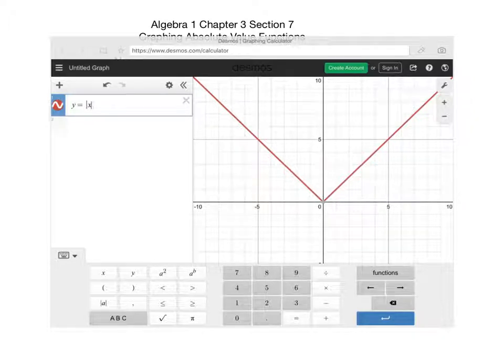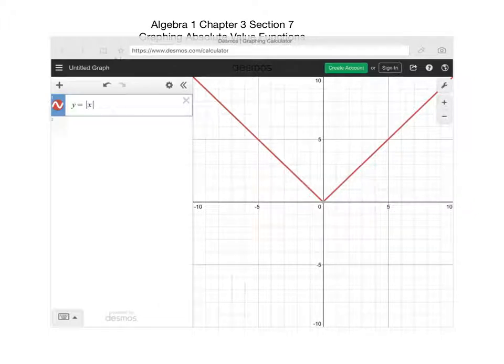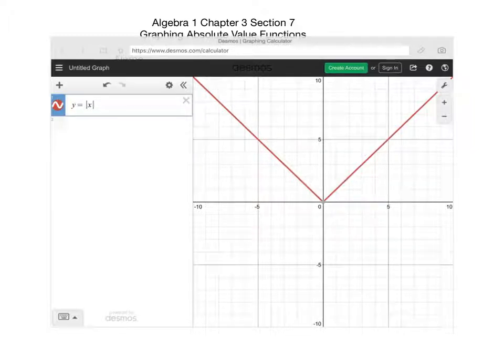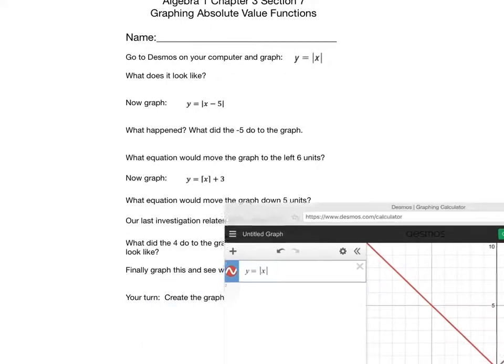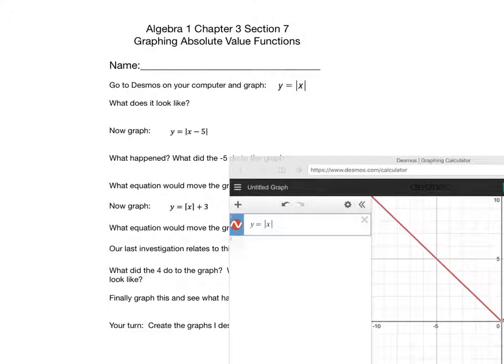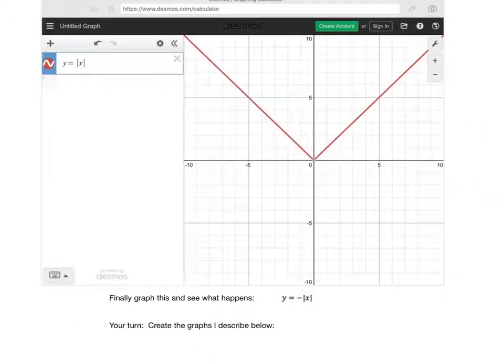So that was my question to you guys, the question that's on the sheet right now: what does it look like? It looks like a V, doesn't it? So that's pretty much it. It's a V. The reason why it's a V is because of the y values. Remember, the absolute value has to produce a y value that's positive, right? And only positive values for y exist above the x-axis. So that's why you have that graph.